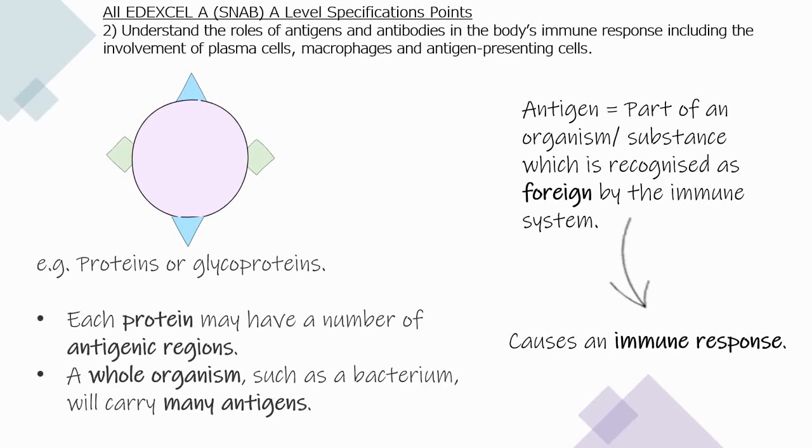So antigens can be proteins or glycoproteins, and each protein may have a number of antigenic regions, and if it's a whole organism, it will carry many different types of antigen.